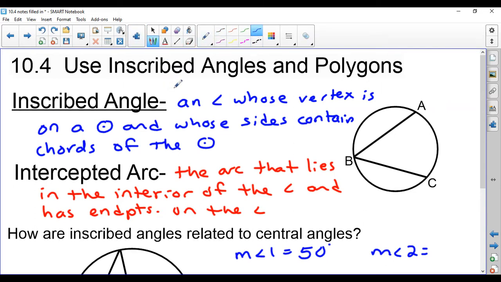An inscribed angle is an angle whose vertex is on a circle and whose sides contain chords of a circle. So here, angle ABC is my inscribed angle. Its vertex B is on the circle, and its sides AB and BC contain chords. Remember, the side of an angle is a ray, so ray BA and ray BC both contain chords. The intercepted arc is the arc that lies in the interior of the angle and has endpoints on the angle. So in this picture, the intercepted arc of inscribed angle ABC is arc AC.